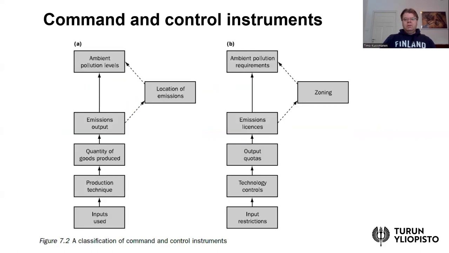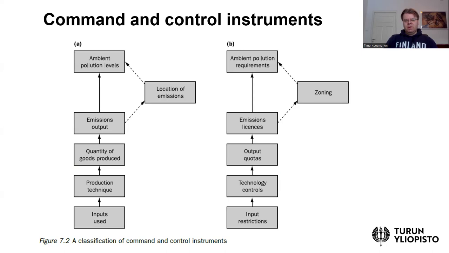Then perhaps the favorite type of instruments for policymakers tend to be command and control instruments. These command and control measures can be classified depending on which part of the production process they try to influence. Here is figure 7a from Perman's textbook. On the left part of the figure, labeled A, it tries to illustrate the different stages of production. Starting from the bottom of the picture, you can see that there are inputs used, then there is production technology, which then results in some quantity of goods produced.